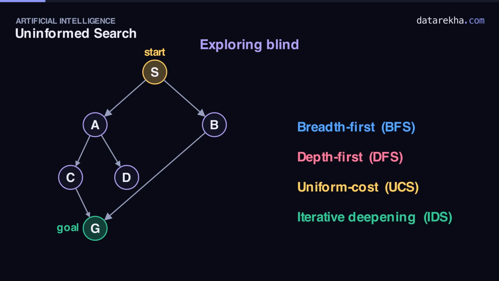The frontier. The nodes we've reached but not yet explored. The explored set. Nodes already done. Expanding a node just means generating its neighbors. What separates the four is one thing only. Which node leaves the frontier next?